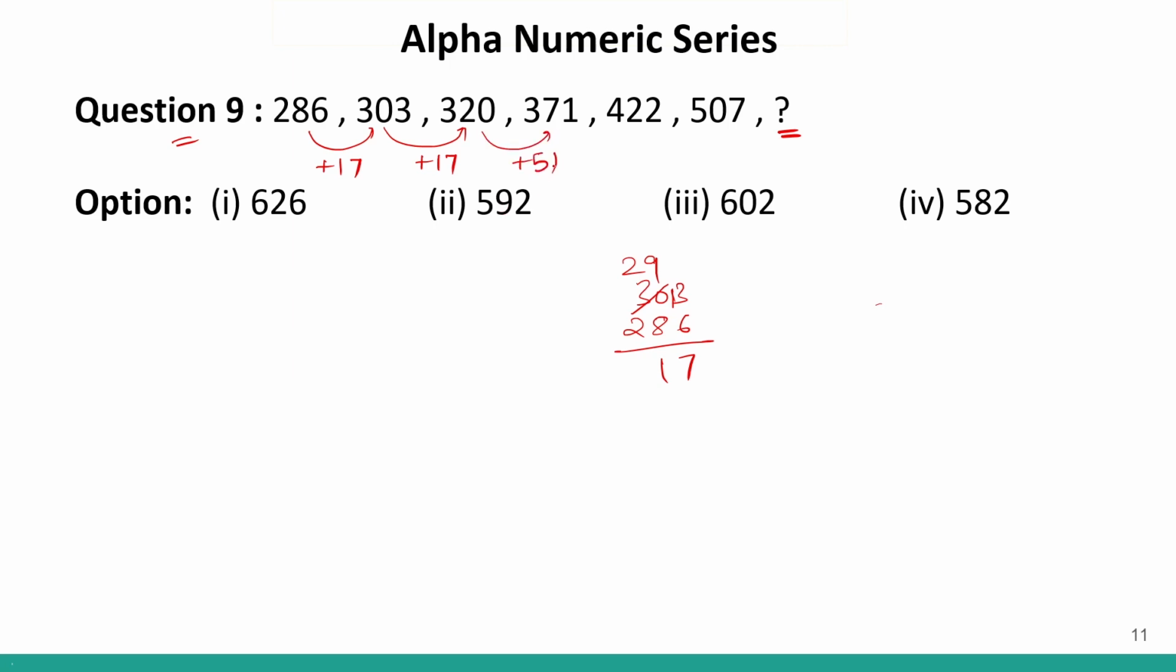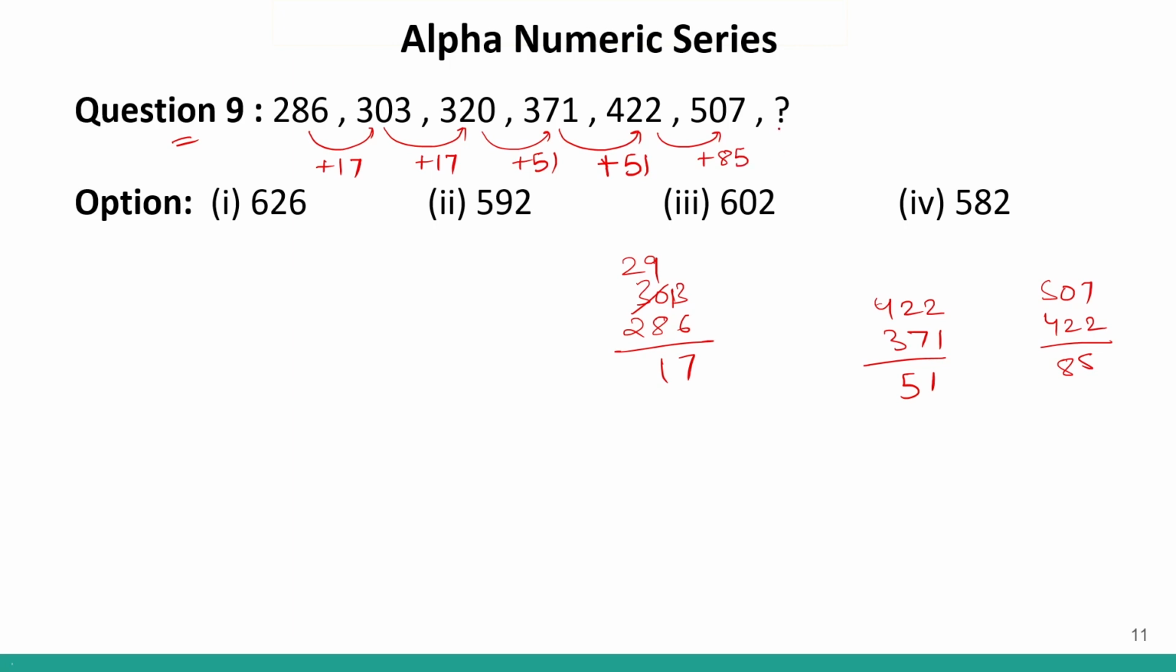This is an addition of 51. And 422 and 371, this is also an addition of 51. So over here also we are adding 51, correct? Now 507 and 422, this is 5 and this is 8. So this is an addition of 85.